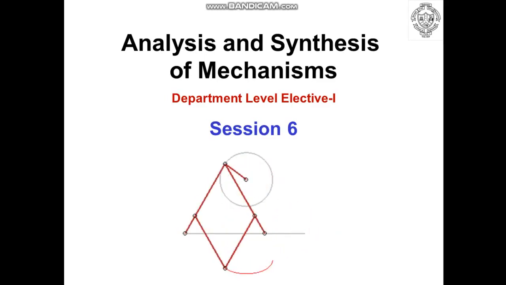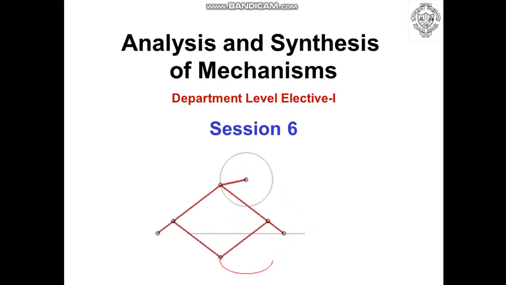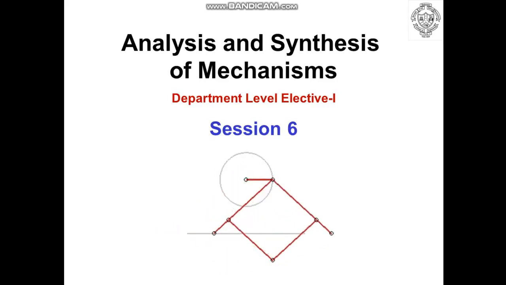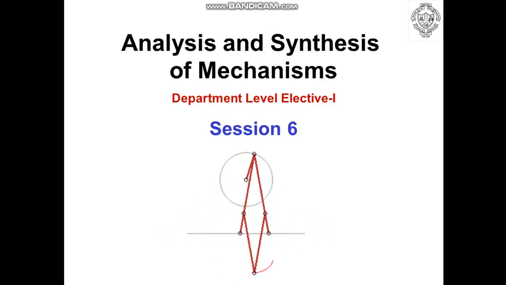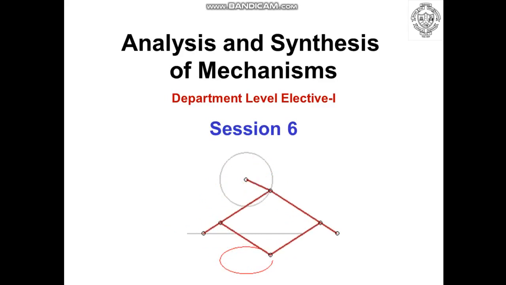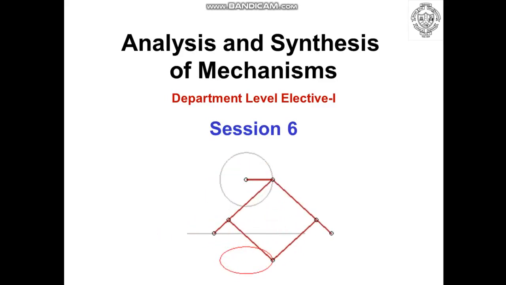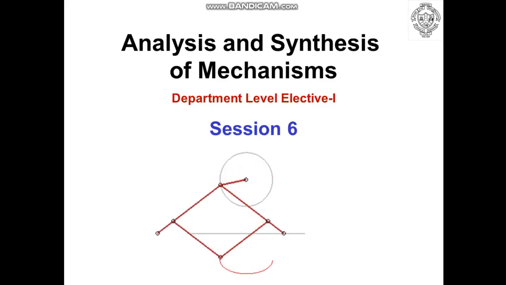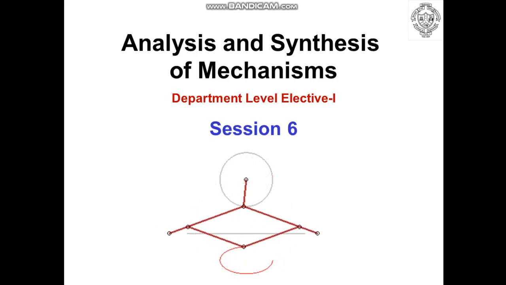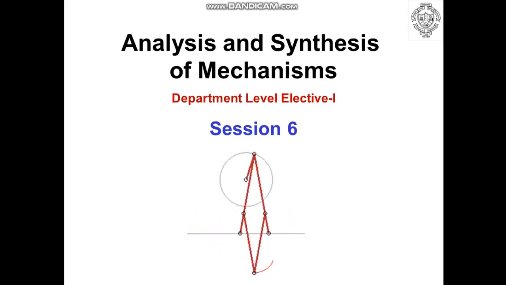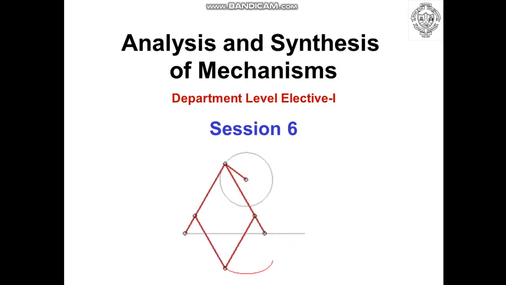The second type is path generation, where a mechanism is required to guide a point on a coupler along a path having the prescribed shape. The common requirements are that the portion of path can be a circular arc or ellipse or a straight line. These are basic shapes which are expected to be traced by a point of a coupler.